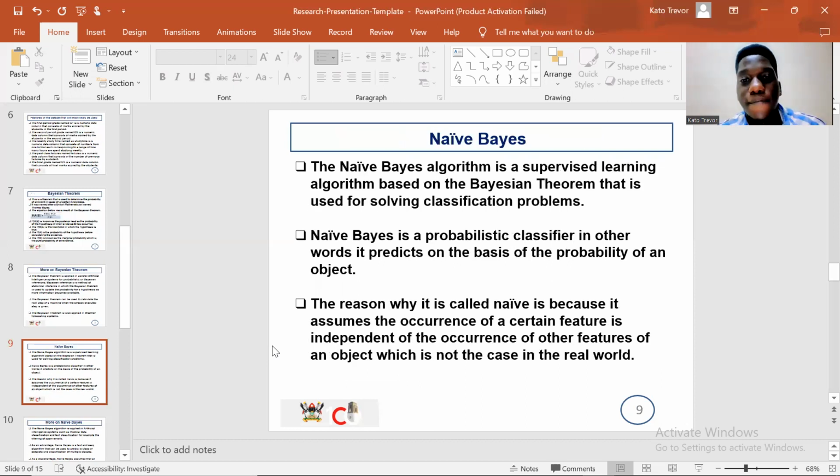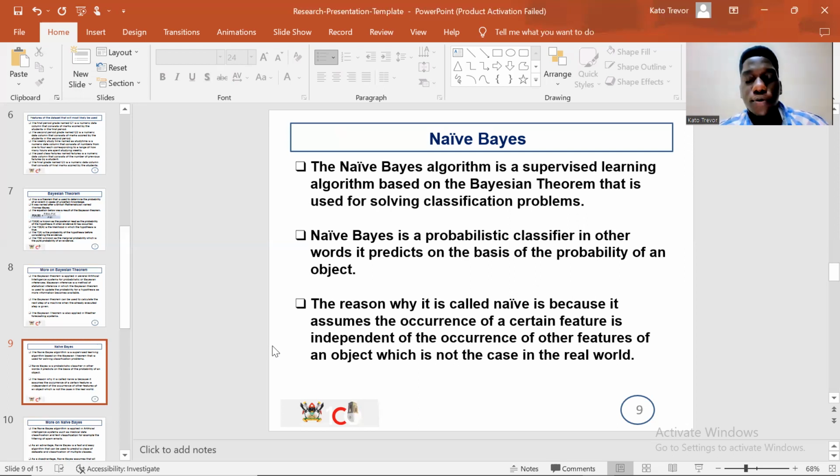Then the naive Bayes algorithm is a supervised learning algorithm based on the Bayesian theorem that is used for solving classification problems. For example, if you want to classify whether we can play in sunny weather or not, you can use the naive Bayes algorithm. It uses the Bayesian theorem in its calculation, because you can use it to compare probabilities.